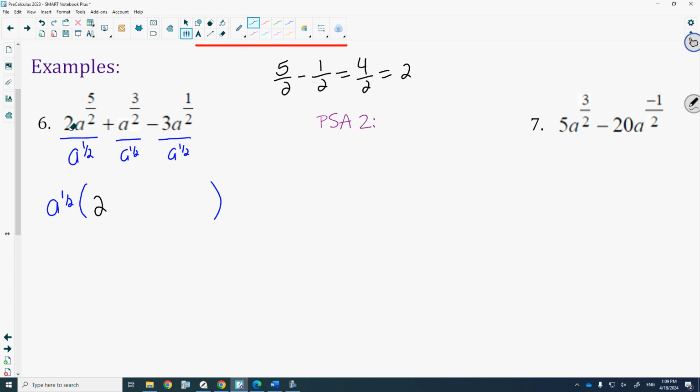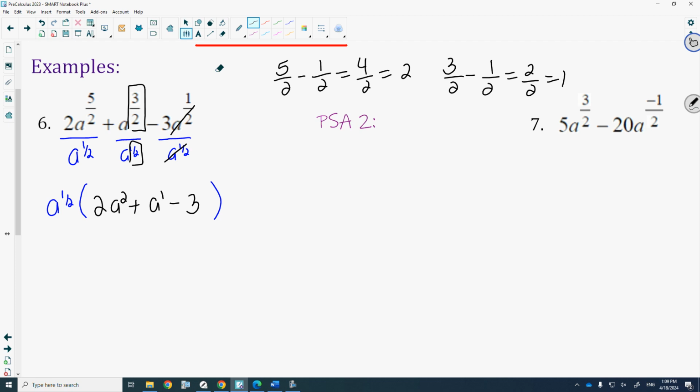So what I'll be left with is, bring down that 2, and then the a would be a squared. So we'd have 2a squared plus. Now we have to subtract 3 over 2 minus 1/2. So 3 over 2 minus 1/2 is going to be 2 over 2, which is 1. So we're going to have a to the 1 minus, this will cancel, and we'll have a 3 there.